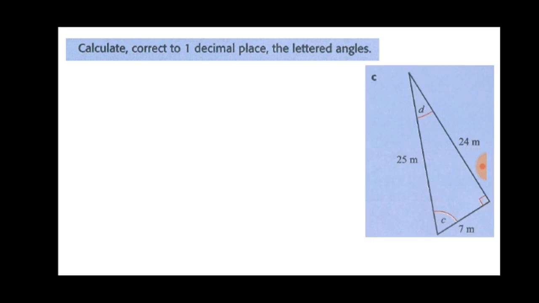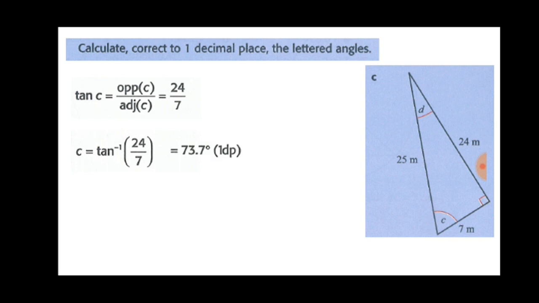In this question, we need to find angle C and angle D. First, let's find angle C. To find angle C, we use tan ratio. Tan of C is equal to opposite of C over adjacent of C, which is equal to 24 over 7. So C will be equal to tan inverse of 24 over 7. Using the calculator, it will be equal to 73.7 degrees.